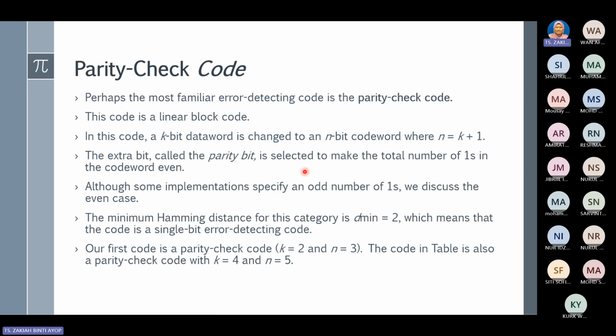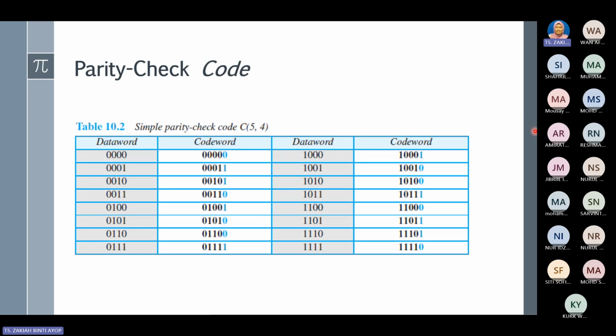But for this topic, we discuss the even case first. The minimum Hamming distance for this category is 2, which means that the code is a single-bit error detecting code. Our first code is a parity check code, k is equal to 2 and n is equal to 3. The code table is also a parity check code with k equal to 4 and n equal to 5. So for a simple parity check code, if the data word is 4 bits, then the 5th bit will be added as a parity bit.